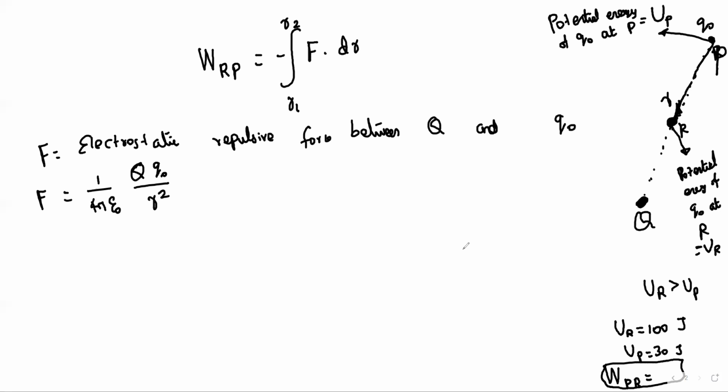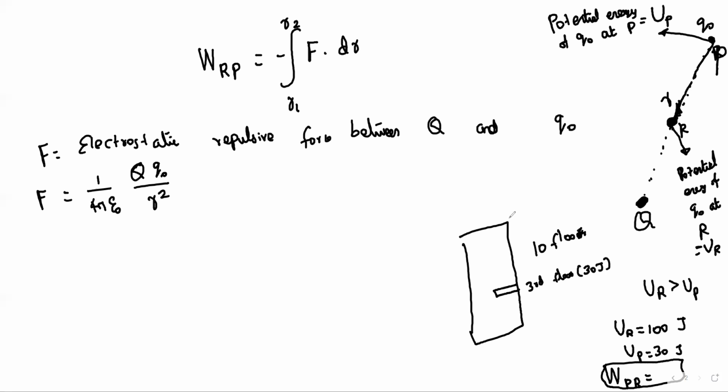See, this is a 10-floor apartment. Let it be a 10-floor apartment. If you want to reside at the third floor, the potential energy you have at the third floor is 30 joule. The potential energy at the 10th floor is 100 joule. Now, if you want to move from the third floor to the 10th floor, how much work, how much energy do you have to spend from your body? That's the question.